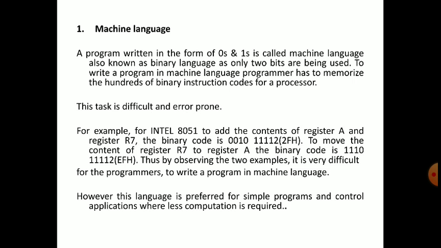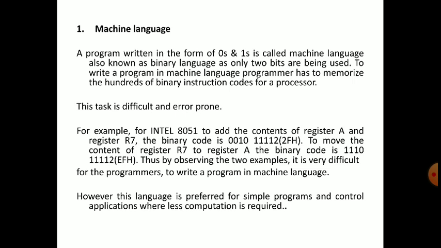Instead of saying 0 or 1, we can say it is either 1 or 0, because there are only 2 digits. So the chance of error is more with the machine language. If you want to write the program in the machine language, then a number of errors are possible.